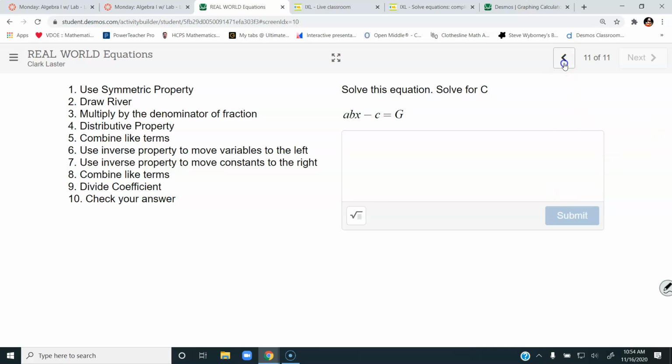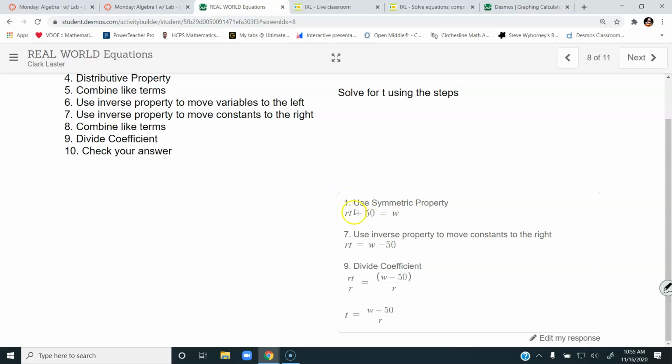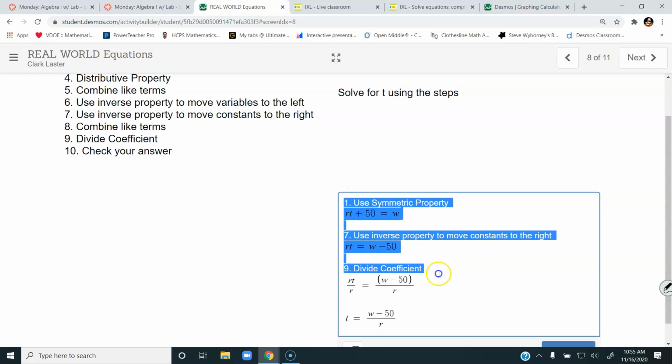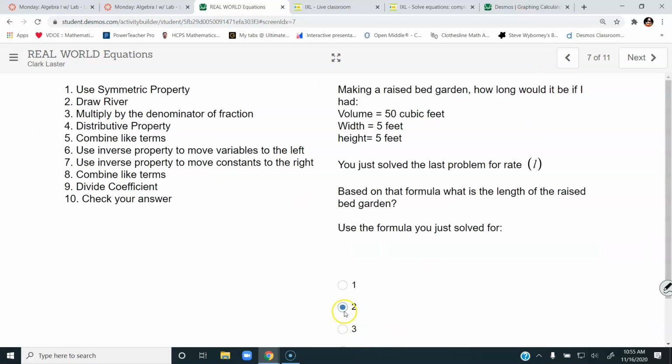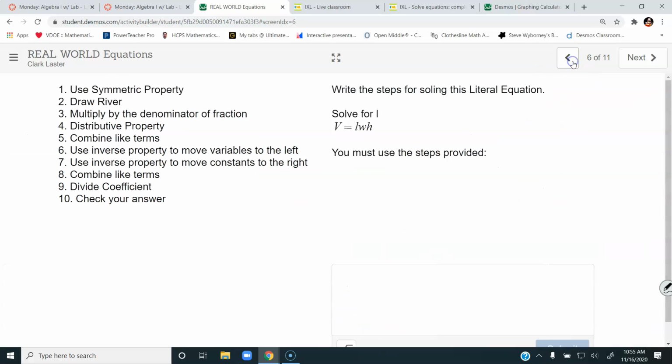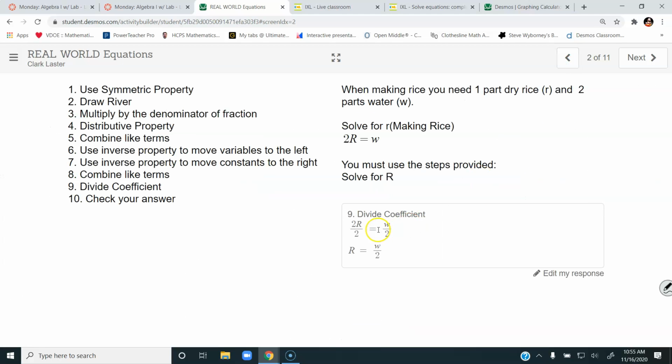So math is a very flexible subject. That's one of the reasons I like teaching math. It's because you can do things a different way. You can use my rules in different orders if you really wanted to. But ultimately, you do need to come to the same answer in the end.